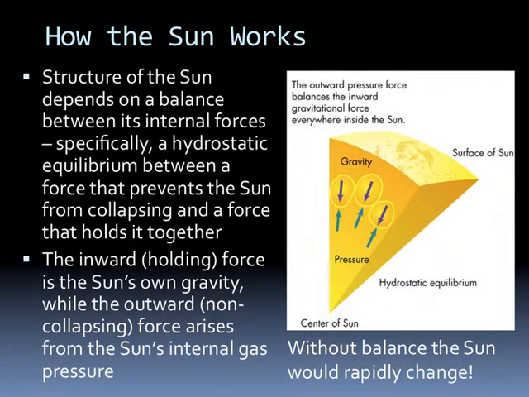Now, how does the sun work? The structure of the sun depends on a balance between the internal forces, specifically a hydrostatic equilibrium between the force that prevents the sun from collapsing and the force that holds it together. The inward, or the holding force, is its own gravity, and the outward is the internal gas pressure. Without balance, the sun would rapidly change, and we'll see some stars later in the course that are rapidly changing.